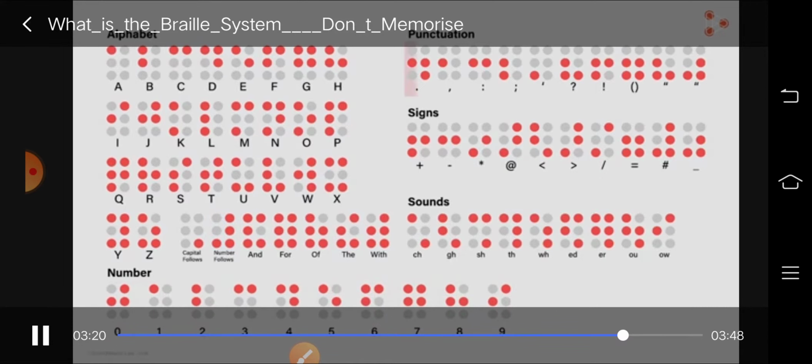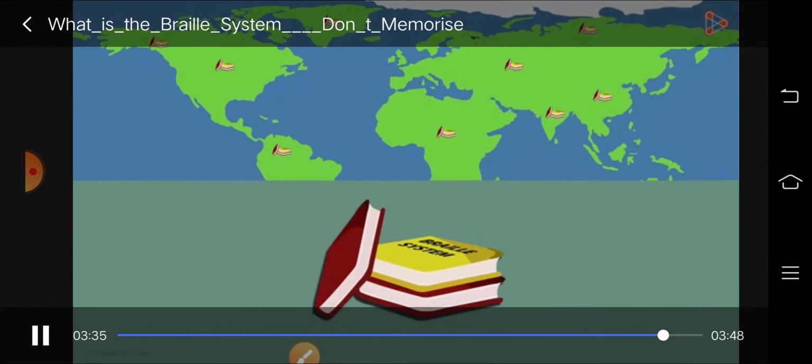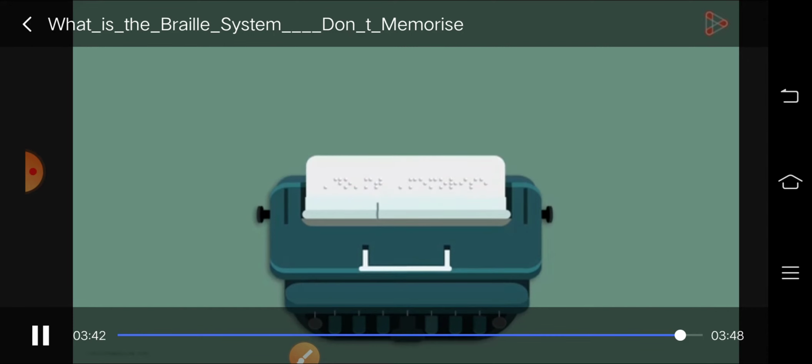We also have patterns for punctuation and signs. You can see that this cell represents the question mark sign, whereas this cell represents the plus sign. The Braille system is the most popular system for visually challenged people used across the world. Braille text can be produced by hand, or nowadays it is produced using specific typewriters as well.